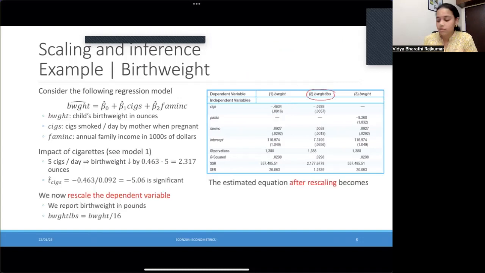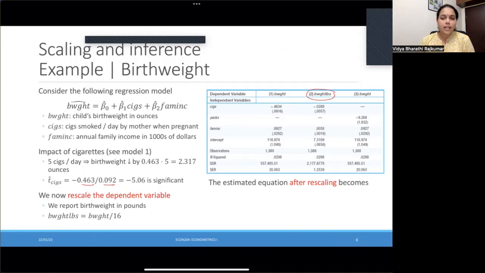The t-stat is now minus 0.463 divided by 0.092. Turns out it is minus 5.06, which is a t-stat in the extremes of the t-distribution, telling us that this variable is indeed significant. So that's the story with the original model.